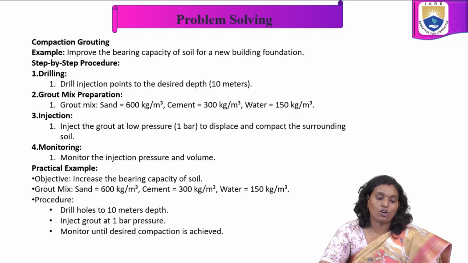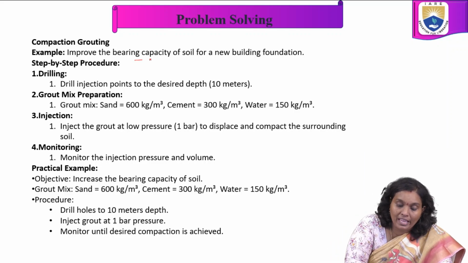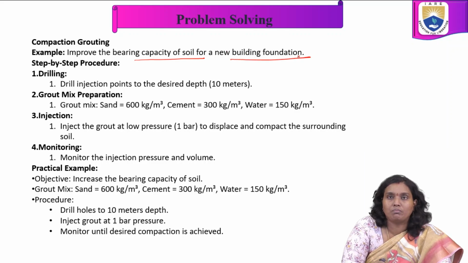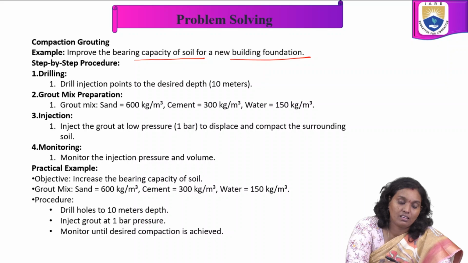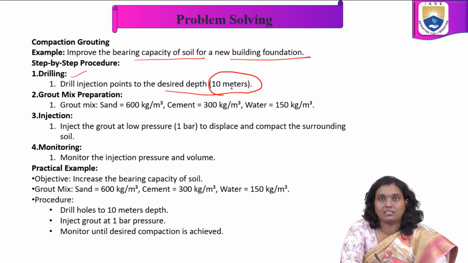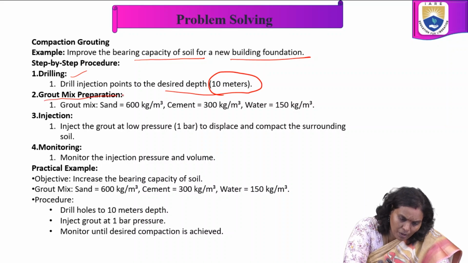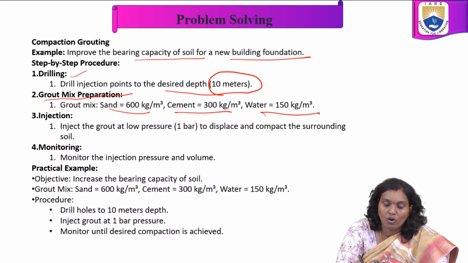And one more is compaction grouting. In a different way, it improves the bearing capacity of soil for a new building foundation. So in this, the step-by-step procedure: drill the injection points to the desired depth, which is 10 meters. Here the design depth is 10 meters. The grout mix proportion: sand is 600, cement 300, water 150.